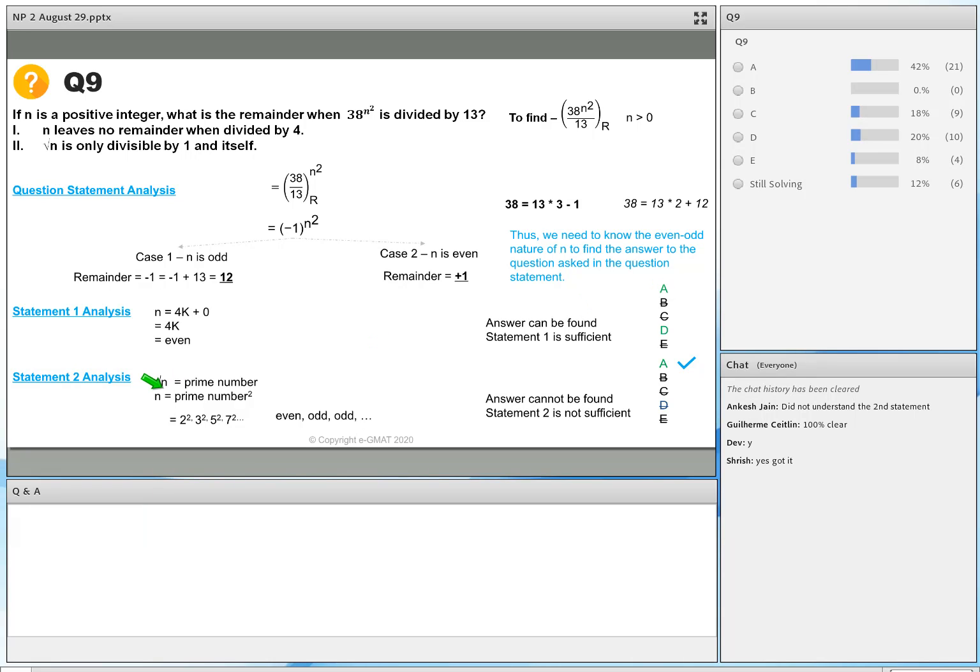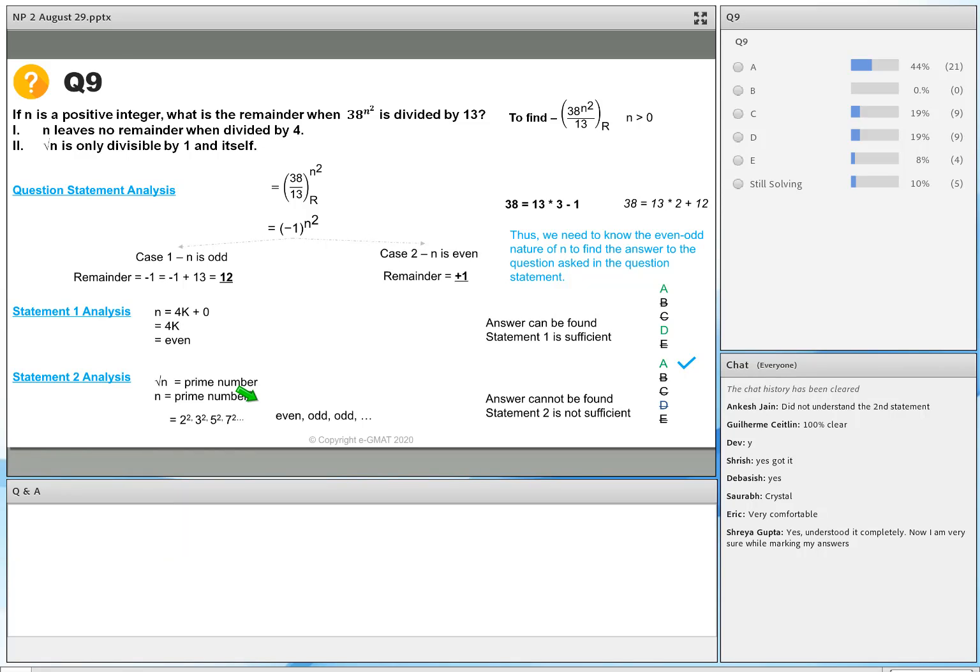Ankesh, the second statement, we're just seeing that n can be both even or odd because it's just nothing but the square of a prime number. Yes, got it. Crystal, 100% clear. These are very nice ways of saying how clear it is. Very good. Very comfortable, says Eric. Great job, everyone. We're going into the last question now, the 10th one.